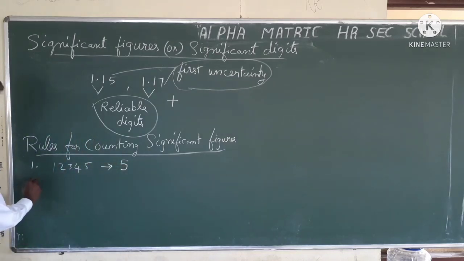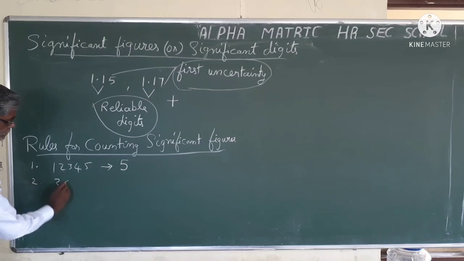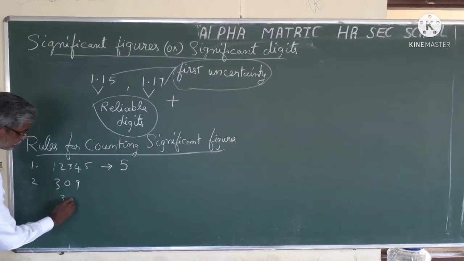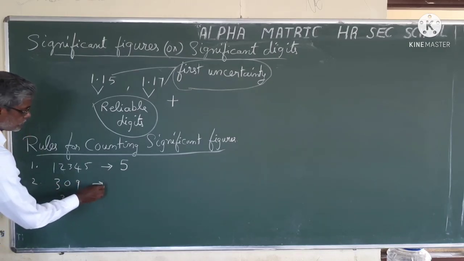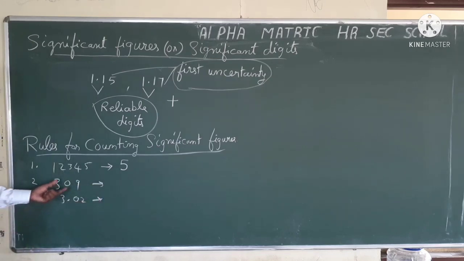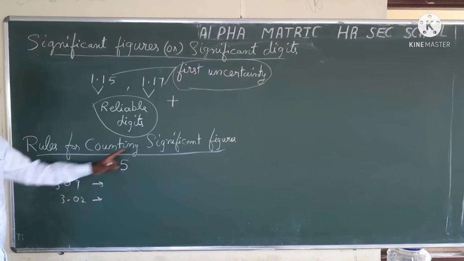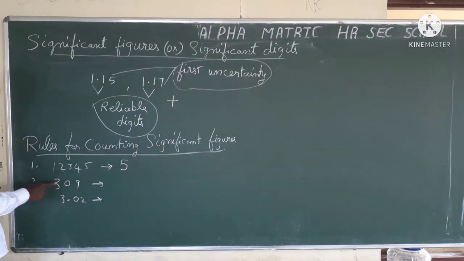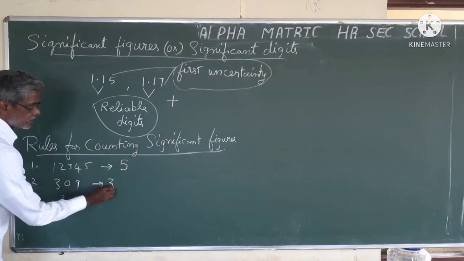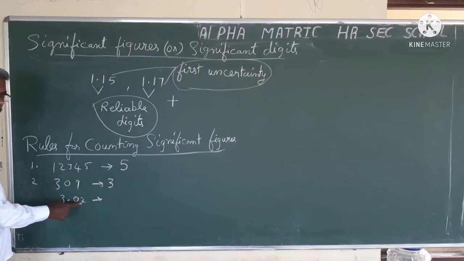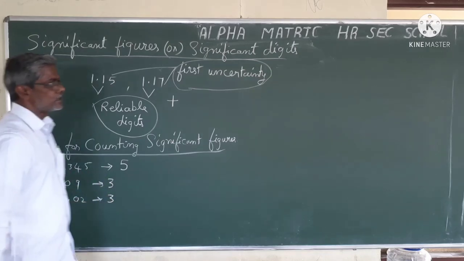Clear? The second rule: in this number, the 0 is in between two non-zero digits. Then you must count all the digits. That will give the significant figures. So 1, 2, 3. The significant figures is 3. Here also the significant figures is 3. This is the second rule.